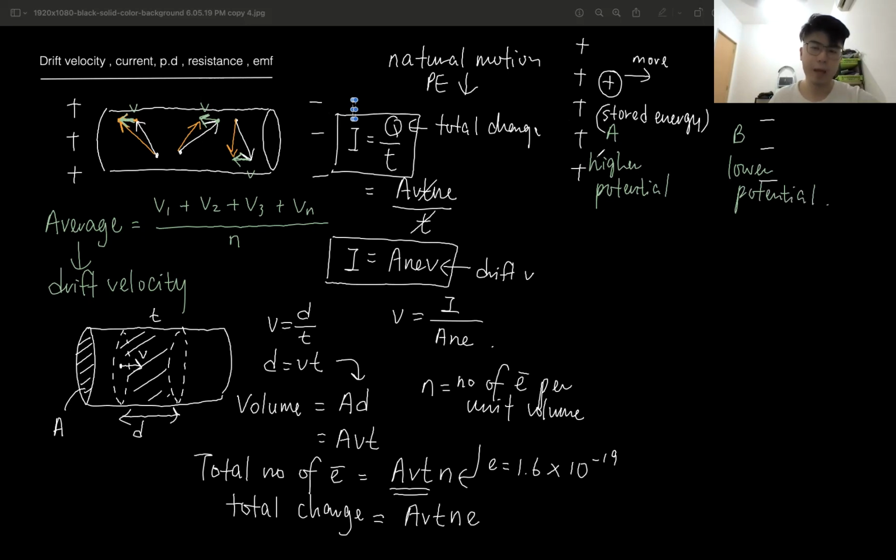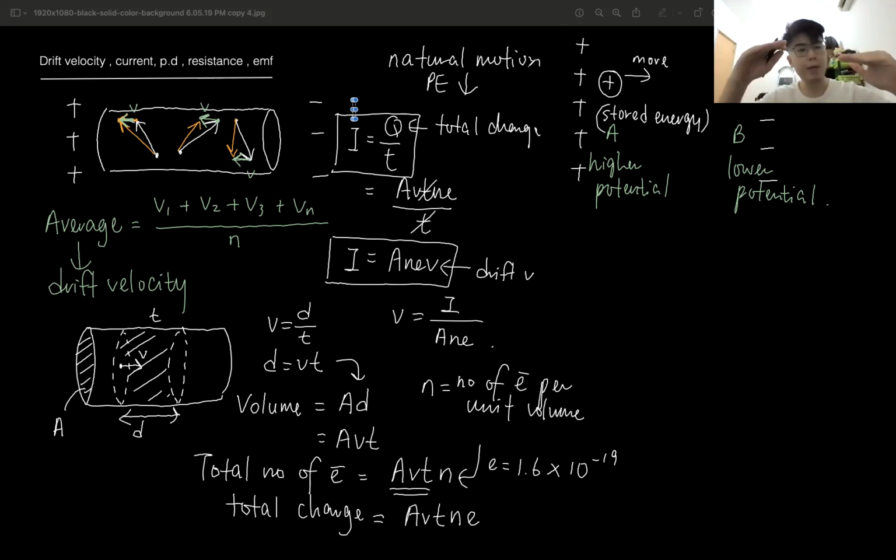Okay, so higher potential is always the positive terminal. Lower potential is the negative terminal. So current flows from positive to negative, from higher potential to lower potential. And as it flows, the potential energy of the charges decreases because that is the natural motion. Okay, so it is the potential difference that causes charge to flow.